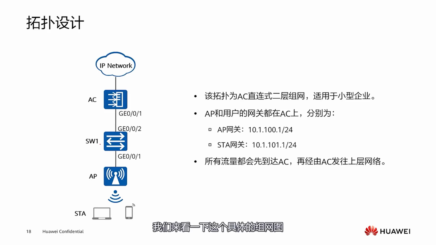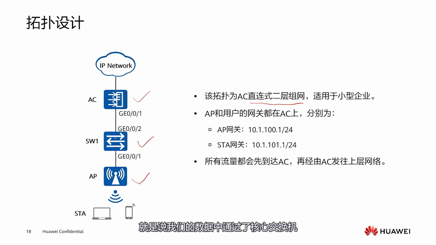Here is our AP, and in the middle is a core switch, and at the top is the AC device. This topology is called a direct connected layer 2 network. What does direct connected mean? It means our data passes through the core switch and must go through the AC to reach the network.